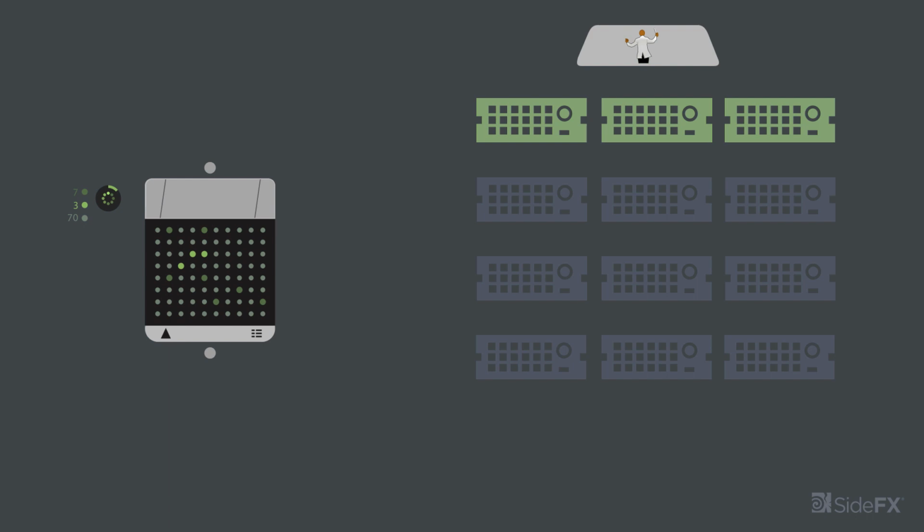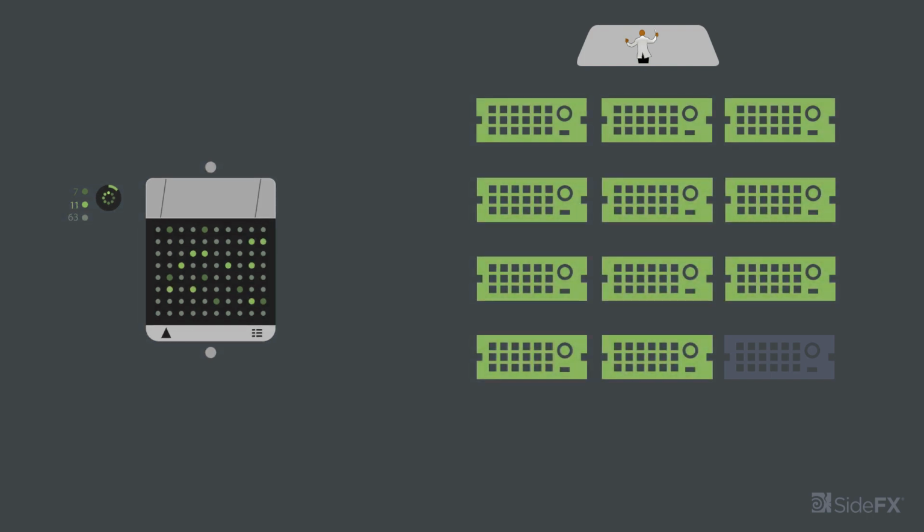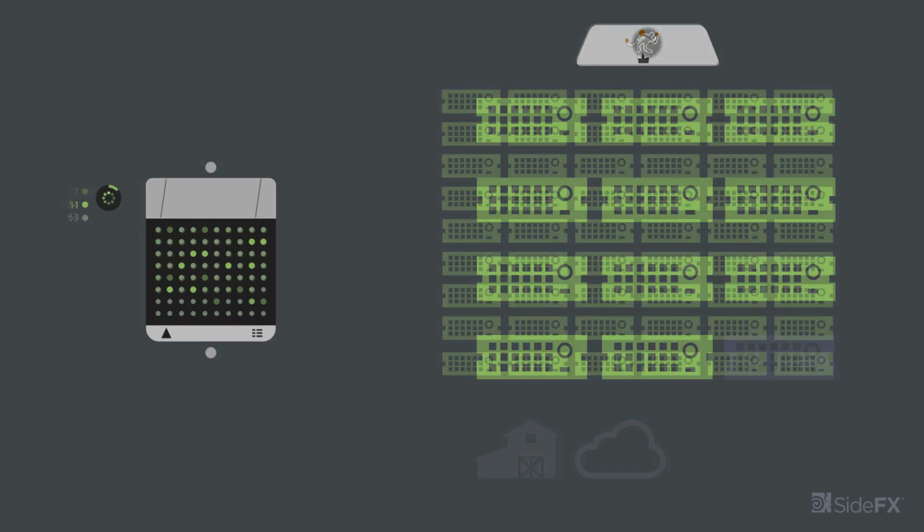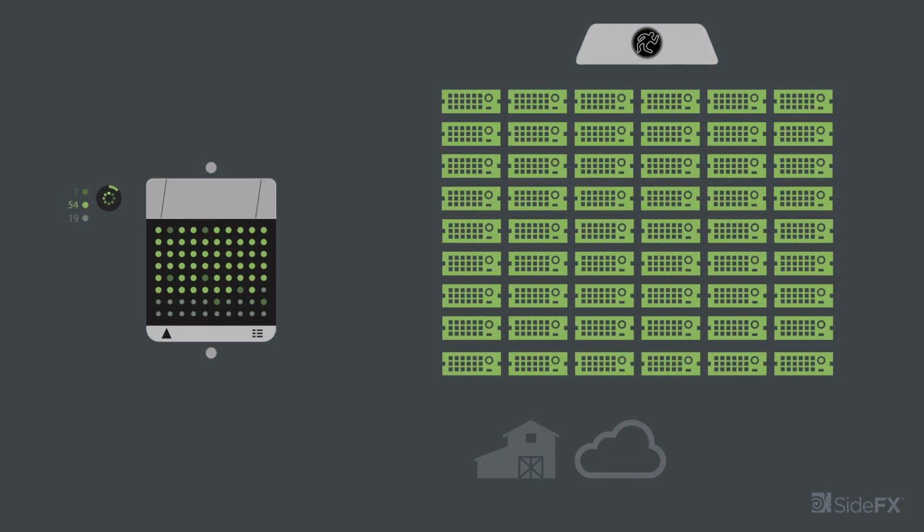In the HUD, you can see 7 tasks completed, 3 in process, and 70 in the queue. If we assign the task to 11 cores, then the processing will happen faster. And if we use a different scheduler, such as Deadline, we can assign the task to many more cores for even faster results. Here, a compute farm or even the cloud can be used to complete the tasks.